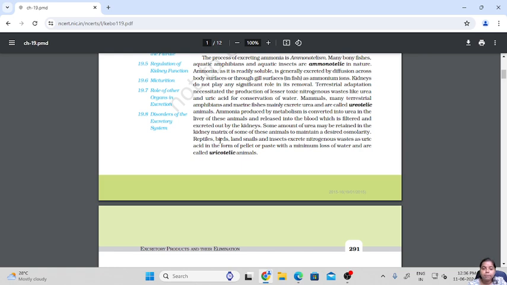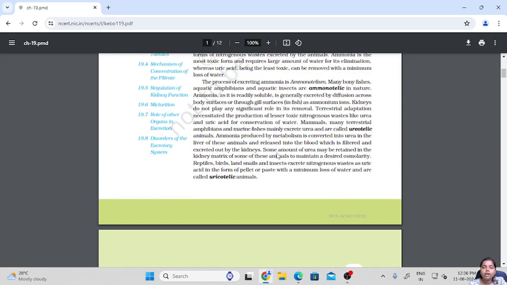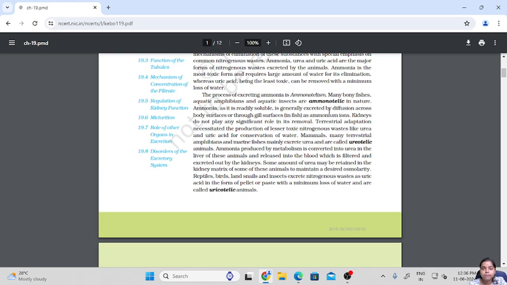So the reptiles, birds, land snails and insects excrete nitrogenous waste as uric acid. This is the third form, which is least toxic, in the form of pellet or paste, with a minimum loss of water, and that's why they are called uricotelic animals. So as of now we have seen three types, that is ammonotelic, ureotelic and uricotelic.